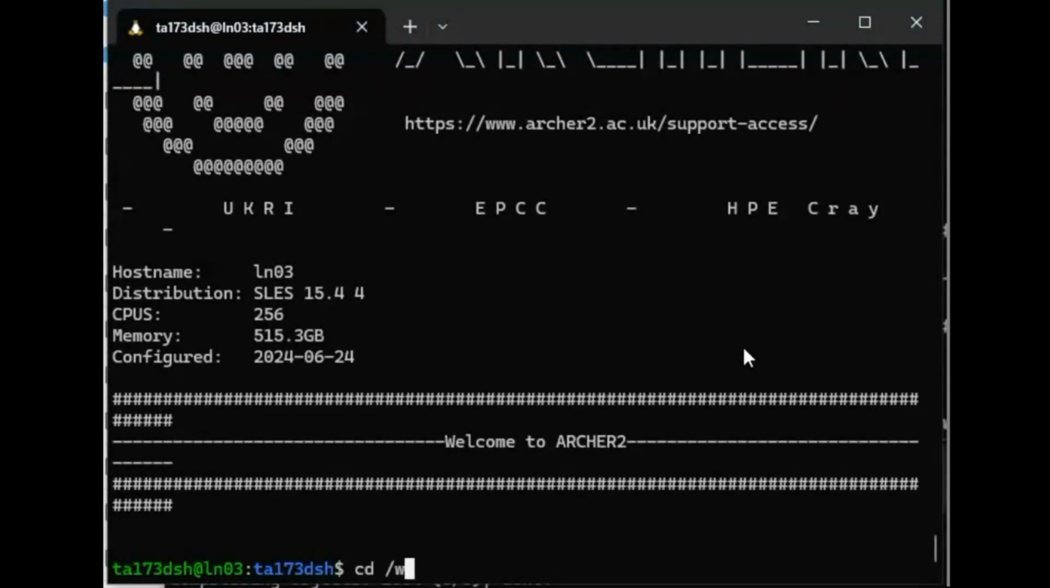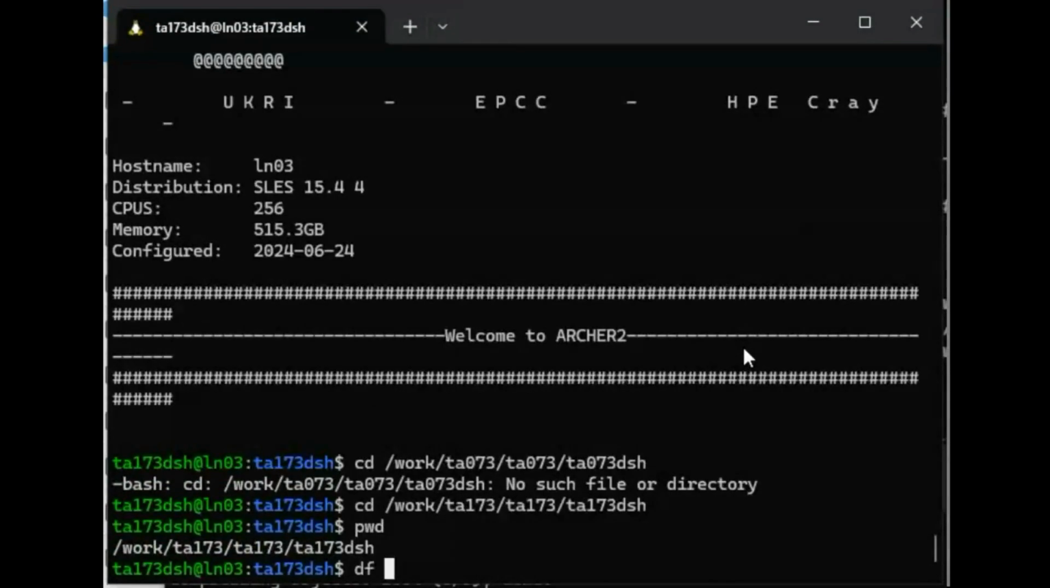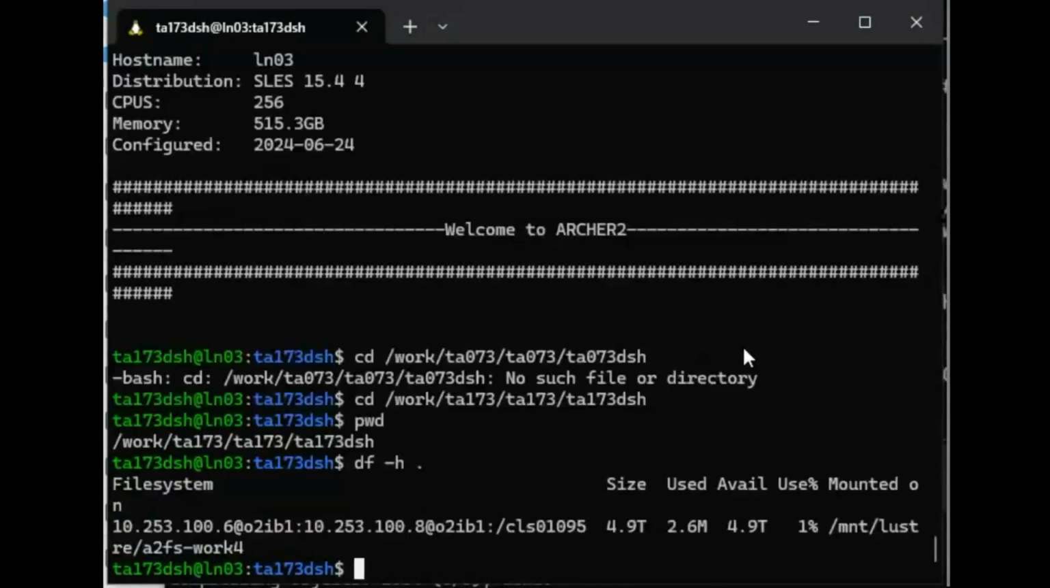I want to cd /work/TA173/TA173, then your username, which for me is TA173DSH. You'll probably have a more sensible username. It's because I've got this wrong, it's TA173, sorry. And now I can find out where I am. We are on, I don't know if Rui or William knows it, we're on work 4.